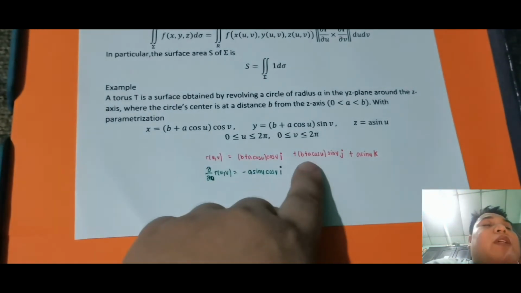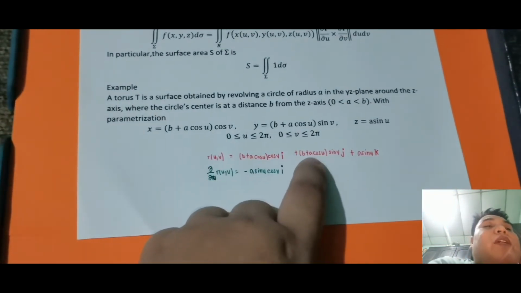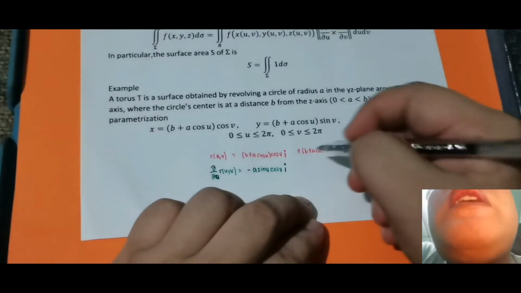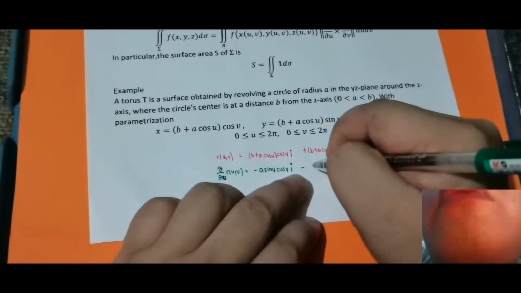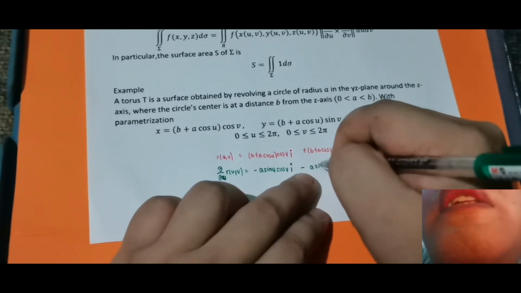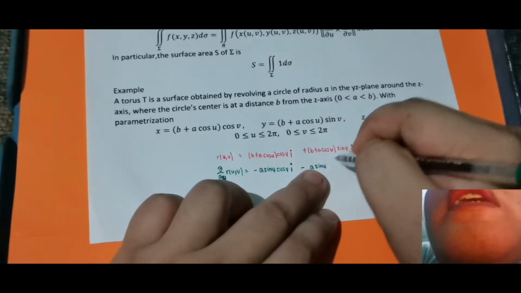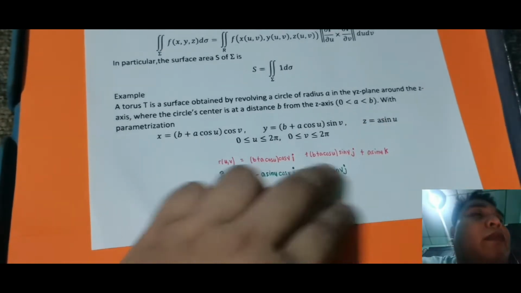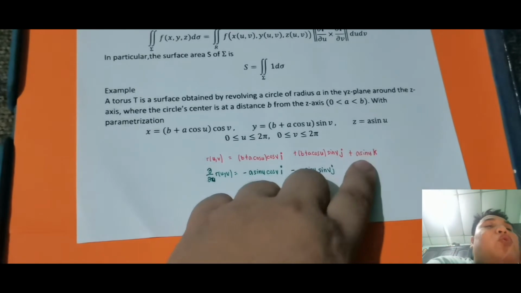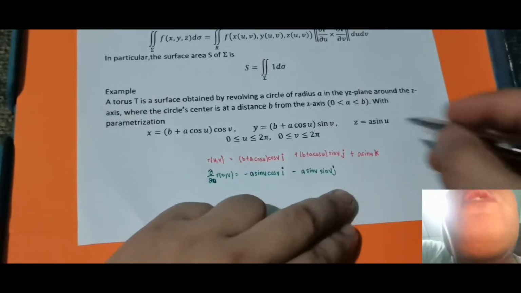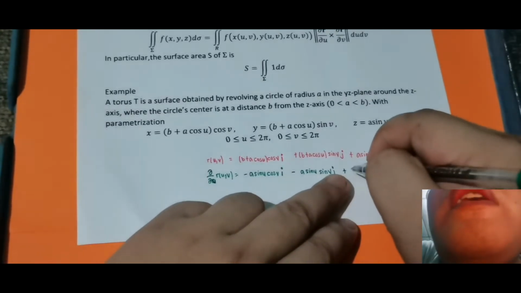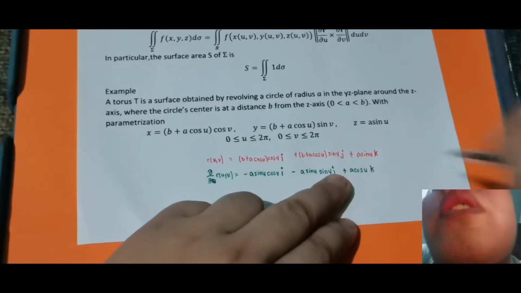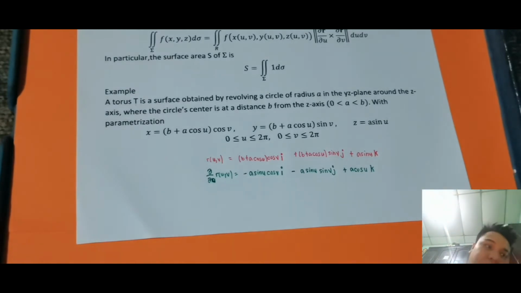Okay, next. Derivative ng b plus a cosine u, dahil with respect sa u, yung u lang ang gagalawin. Similar case: this is just negative of a sine u multiplied by sine b, tapos j. Lastly, derivative of a sine u with respect sa u is simply a cosine u k. Ito yung partial derivative ng r with respect sa u.